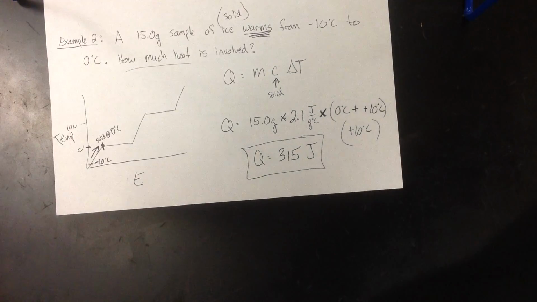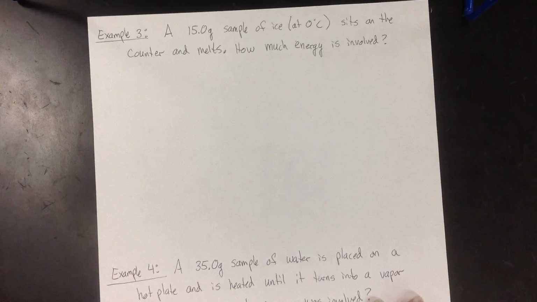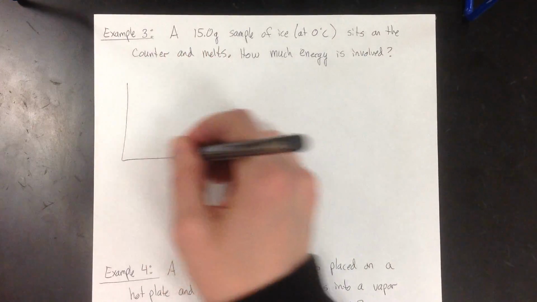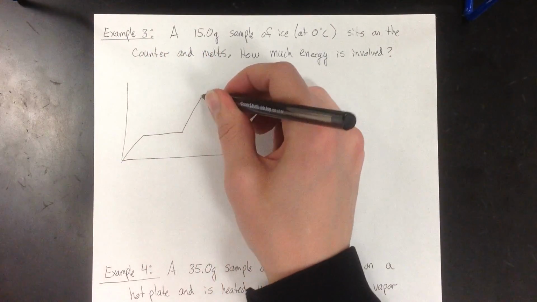Moving right along to a few more examples. Example 3. A 15-gram sample of ice at 0 degrees Celsius sits on the counter and melts. How much energy is involved? Okay, step 1, we need to draw our heating curve and determine our location on our heating curve.